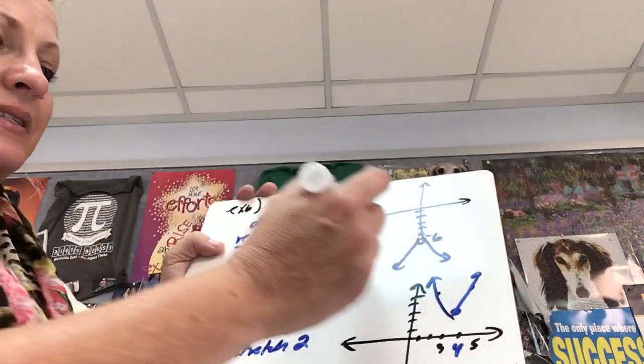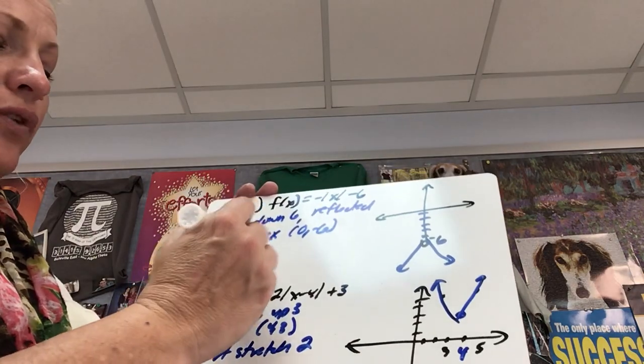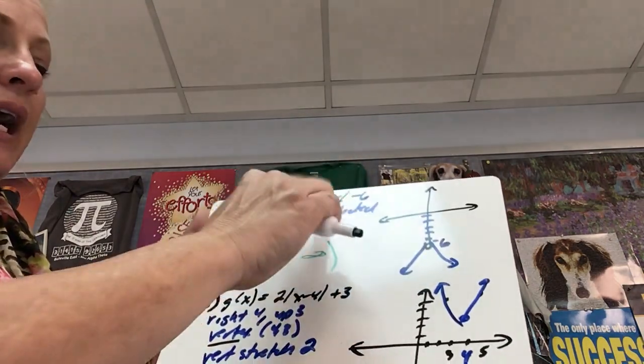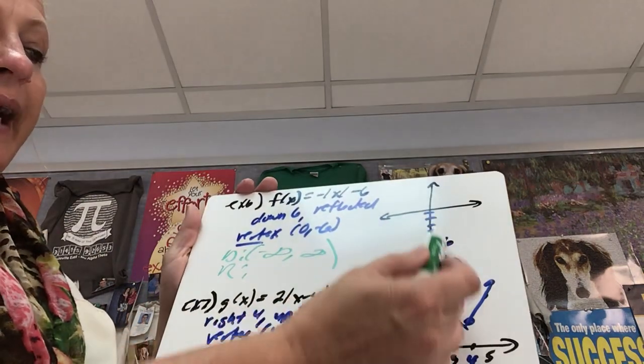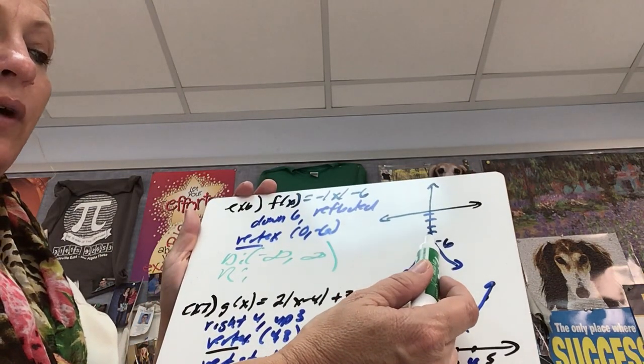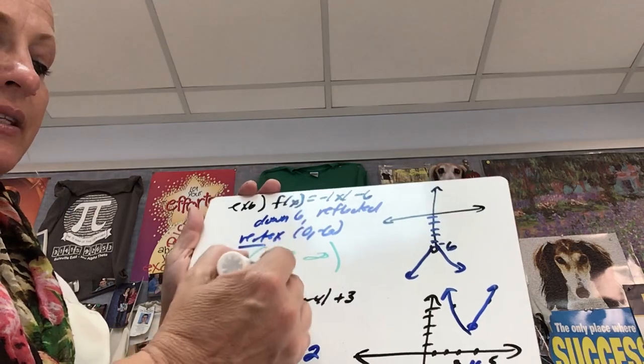Okay, now I didn't ask this, but my domain, of course, for any absolute value, I could put in anything I wanted. It's all reals. Now my range, look at the y-axis. Are my y's ever bigger than 6? No.